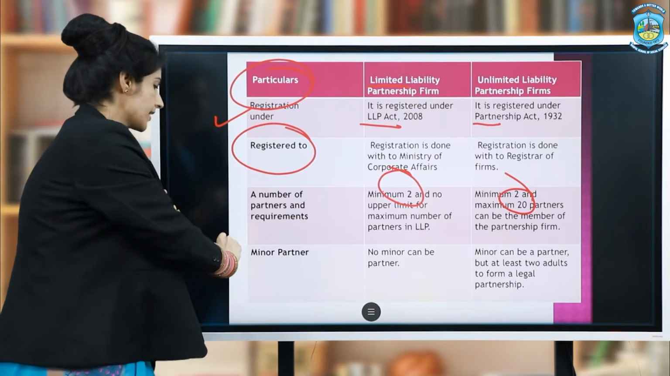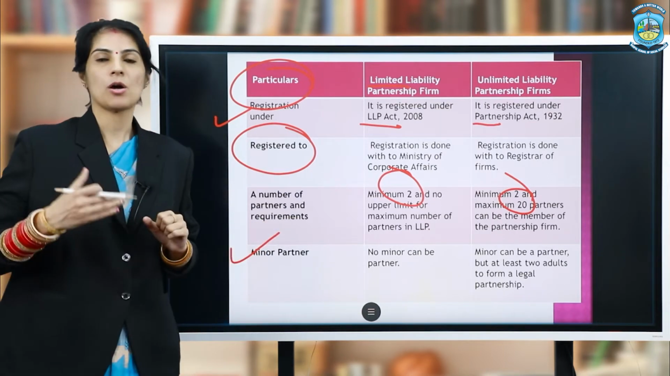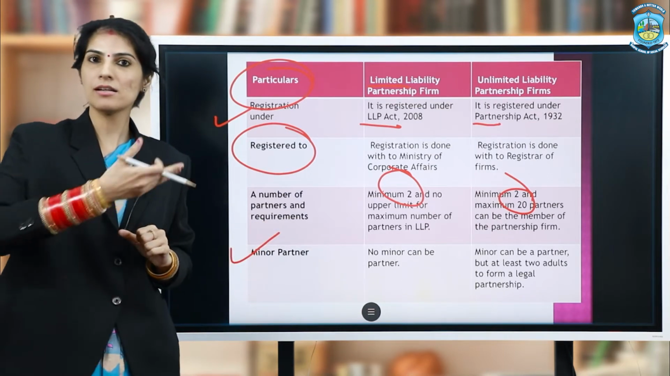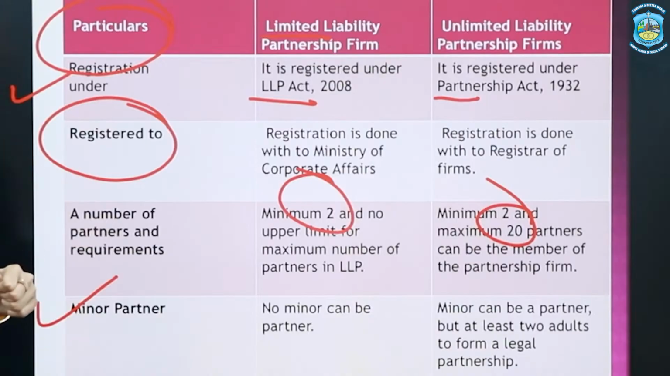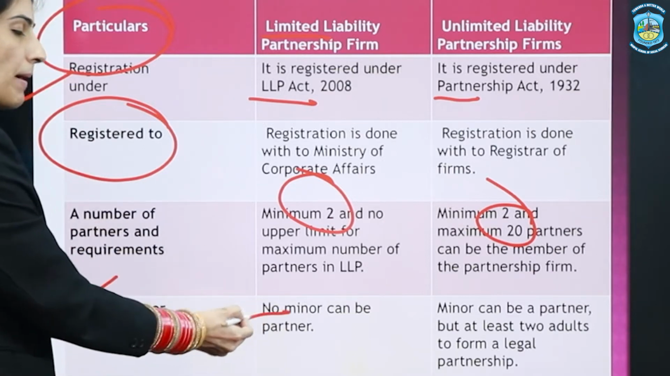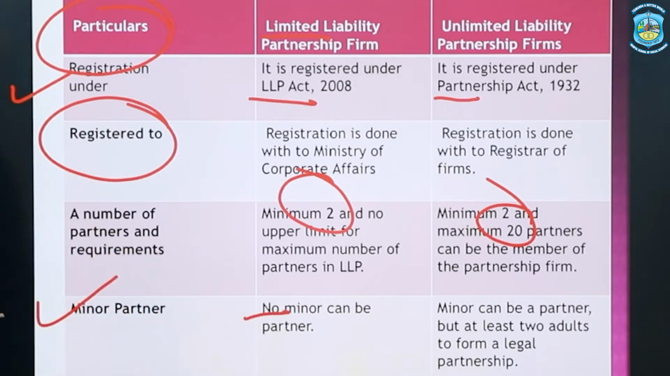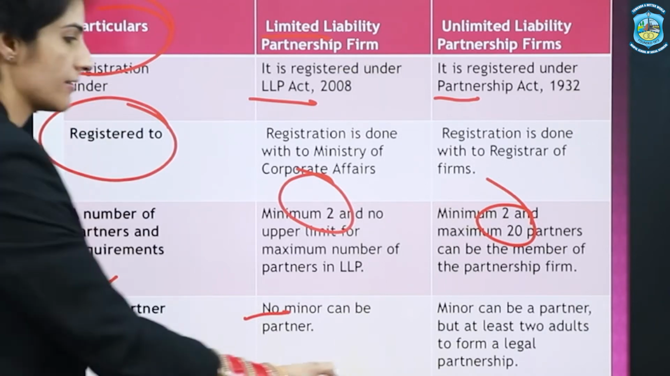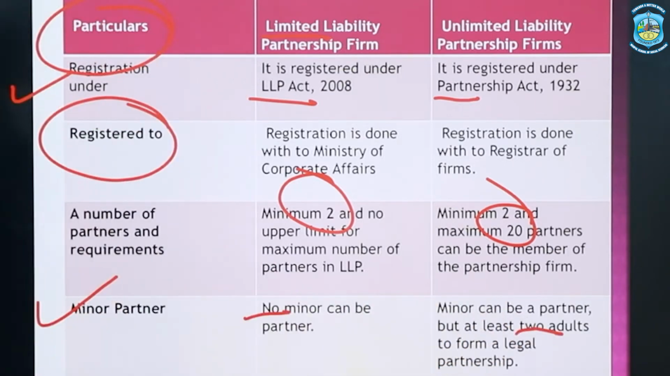The fourth basis is the minor partner. Now, can a minor become a partner in both these styles? When you talk about the limited liability partnership, always remember that the minor cannot become a partner. But in the unlimited liability partnership firm, a minor can become a partner, but there should be 2 adults, that is 2 majors, to form a legal partnership.